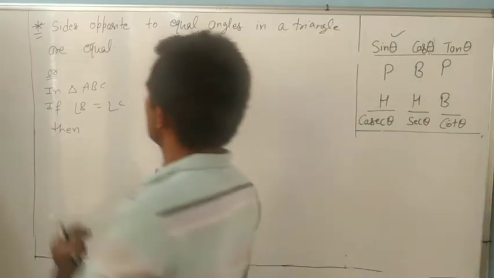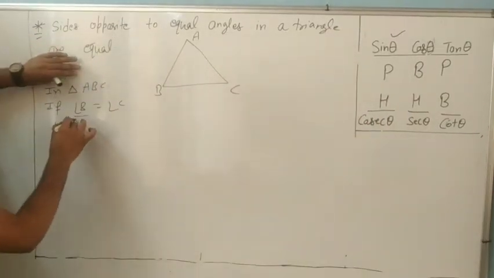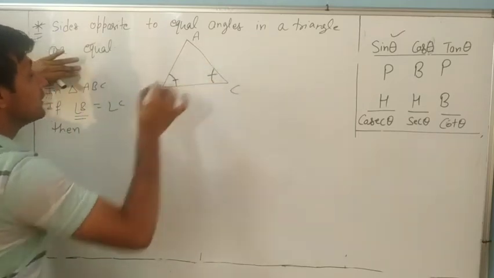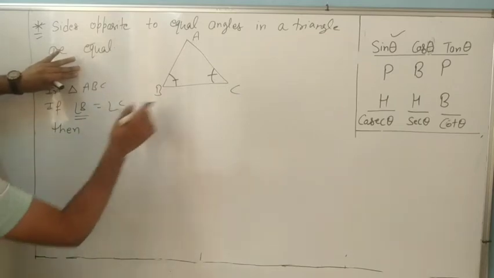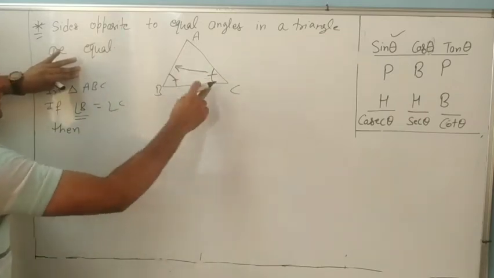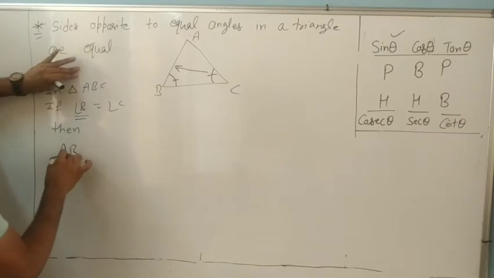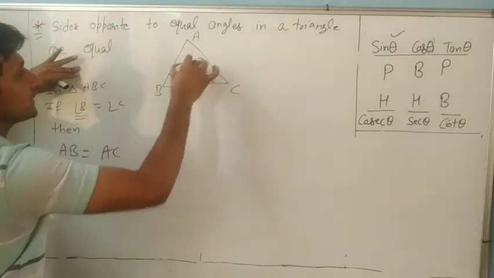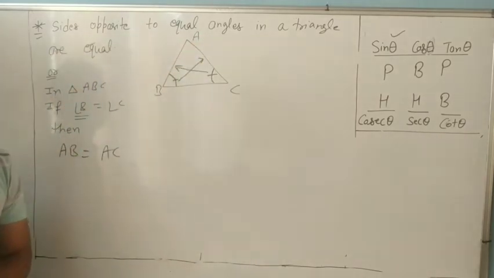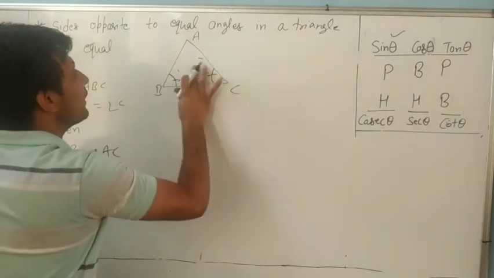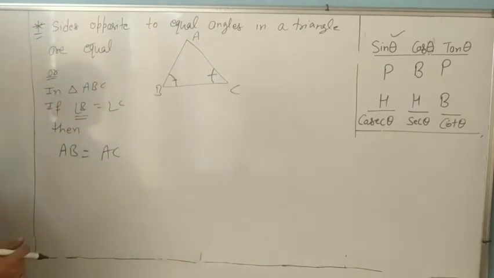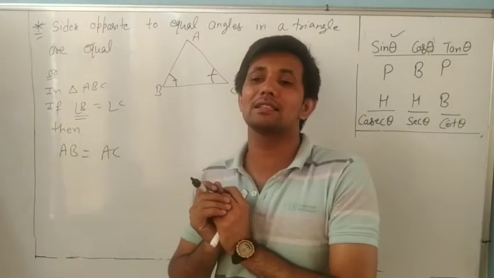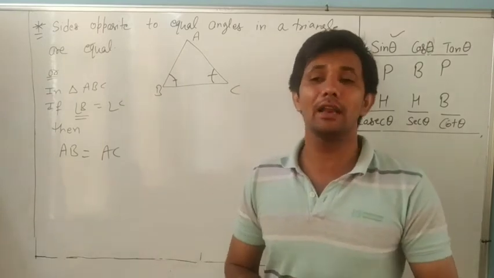Or you can write, in a triangle ABC, if angle B equals angle C, both are equal, then always the opposite sides are equal. What is the opposite side of angle C? AB equals AC. What is the opposite side of angle B? So AB equals AC also. So always remember, in any triangle, if two angles are equal, then their opposite sides are equal.